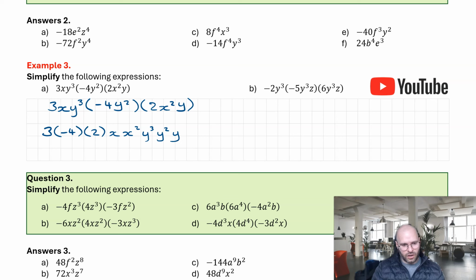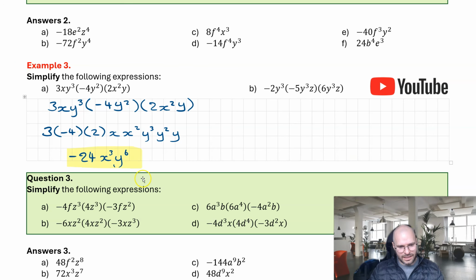Alright, finishing this off. 3 by 4 is 12. It was negative, so it's negative 12. 12 2's are 24. One of them was negative, so it's negative 24. Moving along, I have x's, I have y's. I have a total of 1, 2, 3 x's. I have a total of 3, 4, 5, 6 y's.